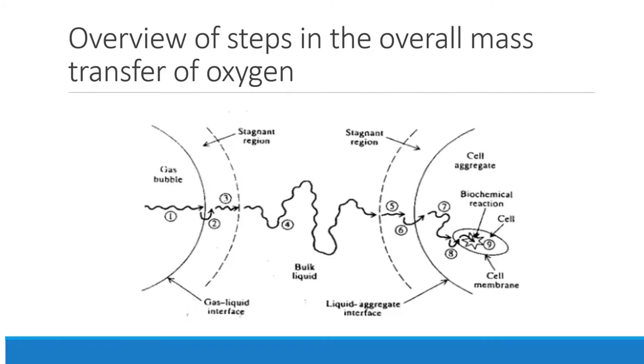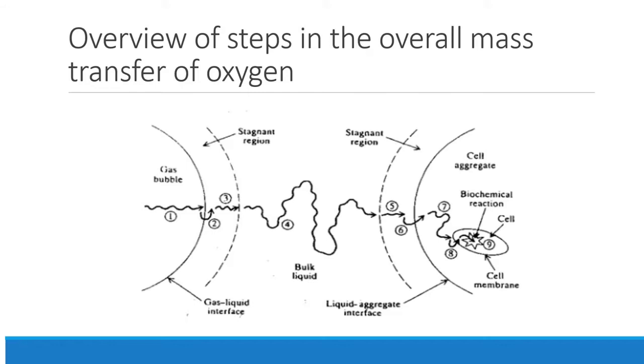Step 1 is the transport of the gaseous component, that is oxygen, from the bulk gas to the gas liquid interface. Step 2 is crossing the gas liquid interface. Step 3 is the diffusion of the gaseous component through the relatively stagnant liquid film into the well mixed bulk liquid. Step 4 is the transport of the gaseous component through the relatively well mixed bulk liquid. Step 5 is the diffusion of the gaseous component through the relatively stagnant liquid film surrounding the liquid solid interface.